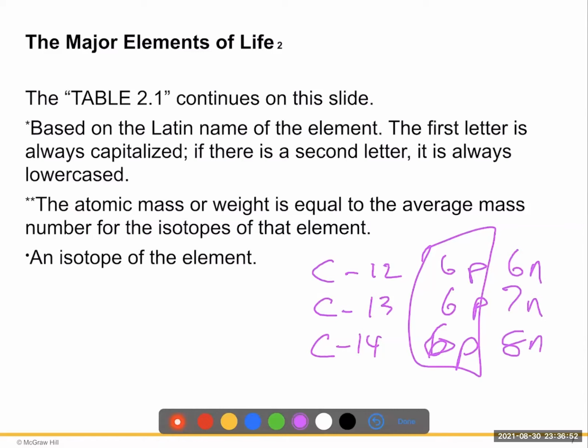So C14, which is very small, found in nature, but it is radioactive. We use that to trace or date certain elements that have been living in the past. We use that for carbon dating.